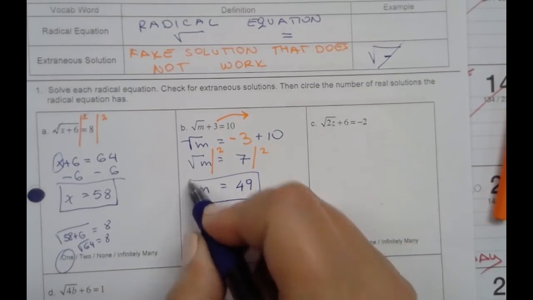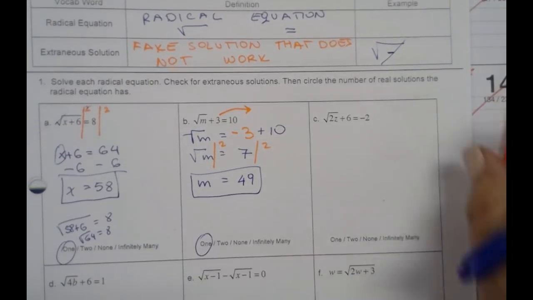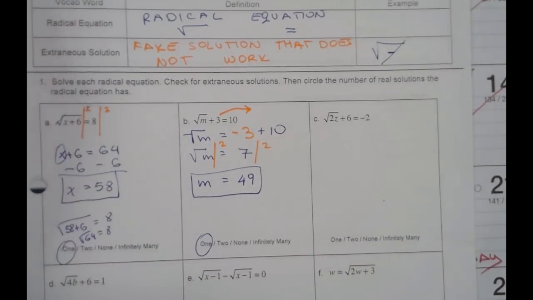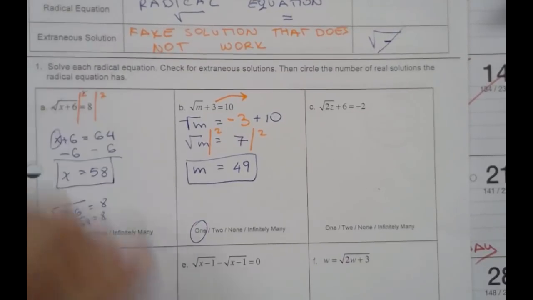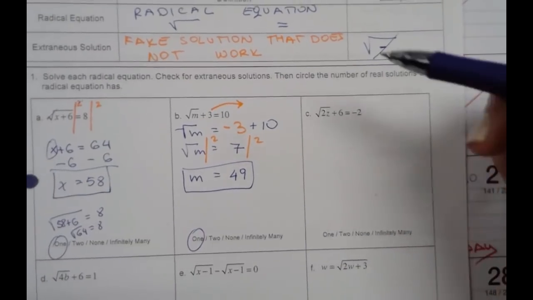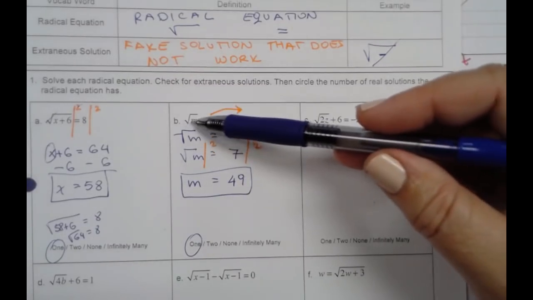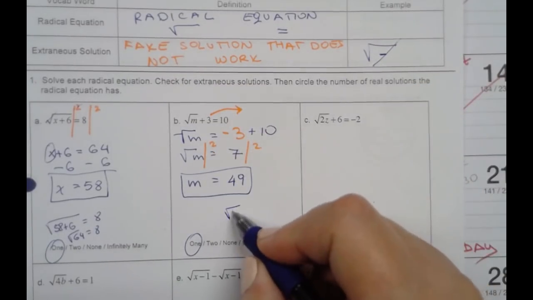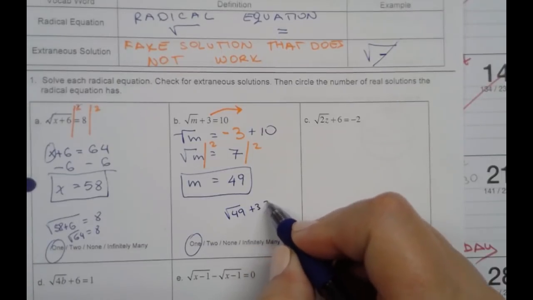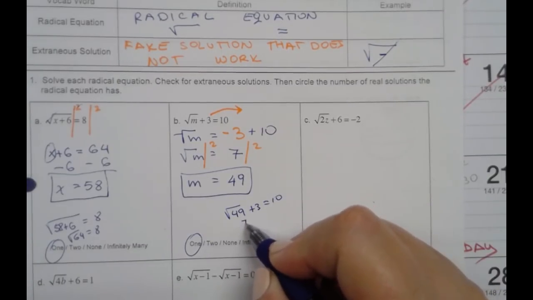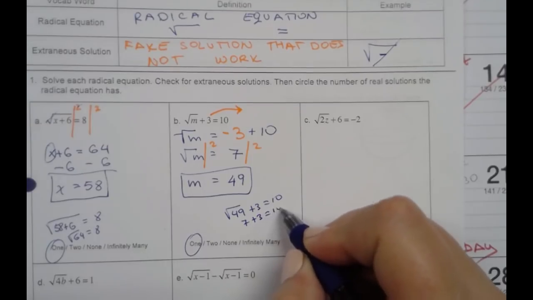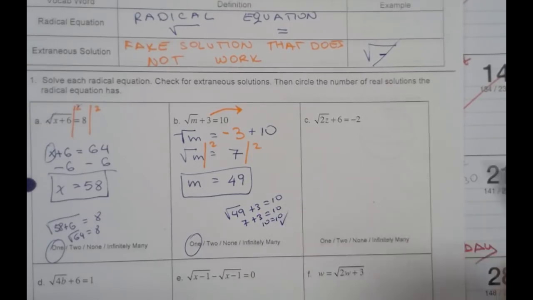Again, how many solutions? One. Let's see if I plug it back in, if this would work out. So I have the square root of 49 plus 3 equals 10. The square root of 49 is 7. 7 plus 3 is 10. 10 is 10. I check out, no issues.